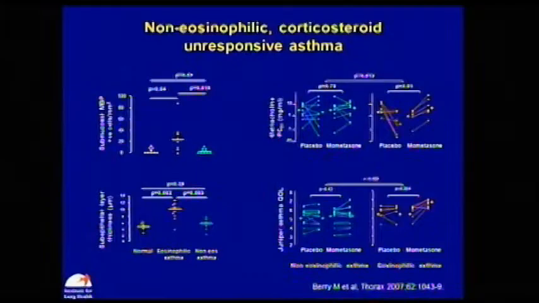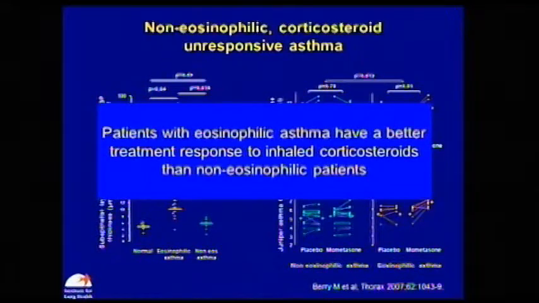When we took these patients and we treated them with inhaled corticosteroids, then the non-eosinophilic patients, shown in green, had absolutely no response to mometasone in terms of either methacholine PC20 or quality of life here, whereas those patients who were eosinophilic had significant improvements in both airway hyperresponsiveness and asthma quality of life. So the key message here is that patients with eosinophilic asthma have a much better response to corticosteroids than those who are non-eosinophilic.